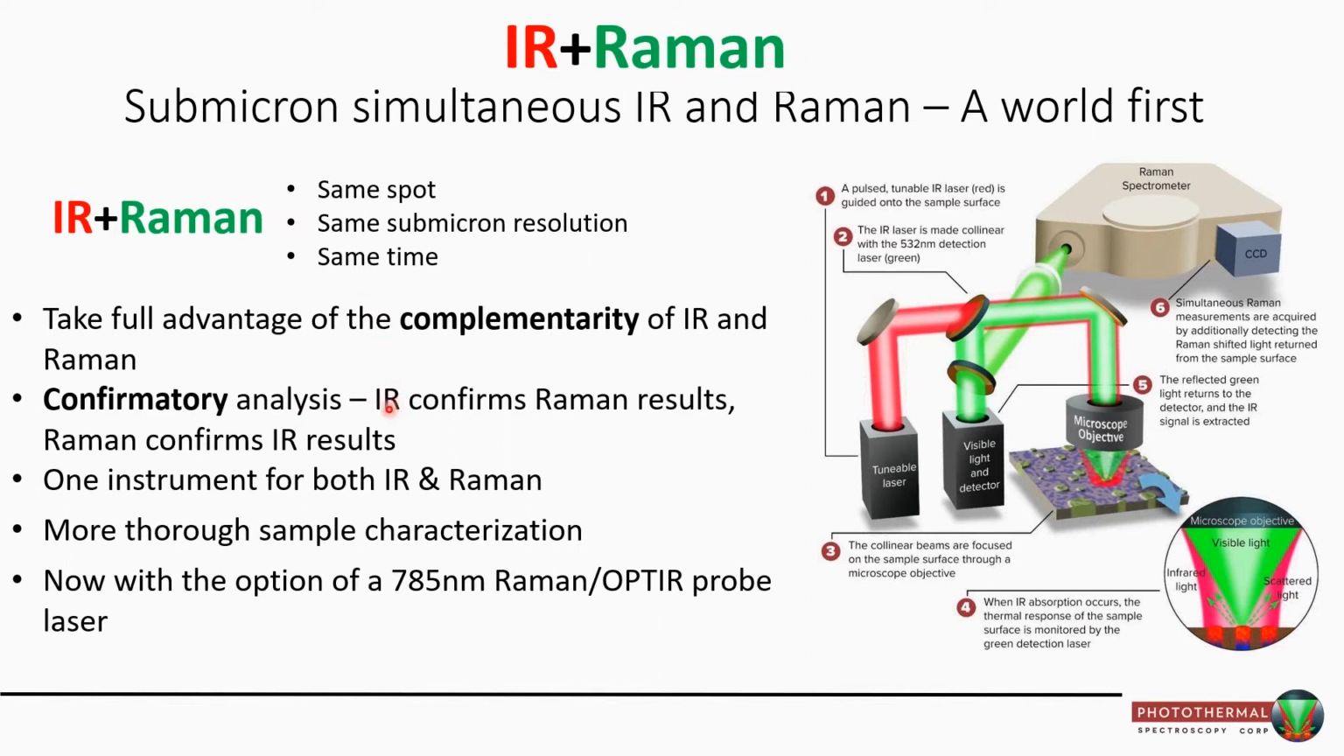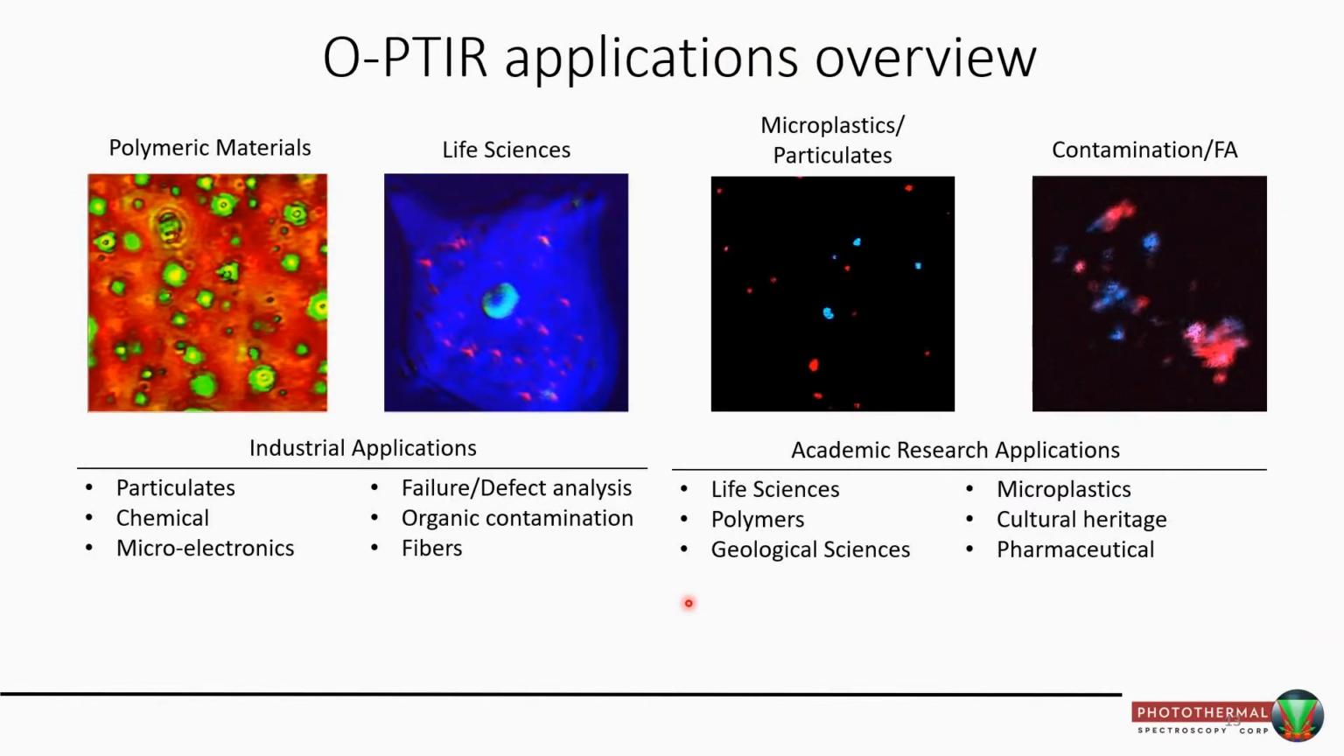So I consider that the IR can confirm the Raman result and the Raman can confirm the IR result. It's a single instrument, so you don't have to take your sample from one instrument to another and then not be able to find the exact same spot. It's a more thorough characterization of the sample without a doubt. And now we've recently introduced the option of a 785 Raman probe for any of the samples that have fluorescence on the Raman side. Of course, for the O-PTIR measurements, fluorescence isn't an issue, whichever wavelength of laser we use.